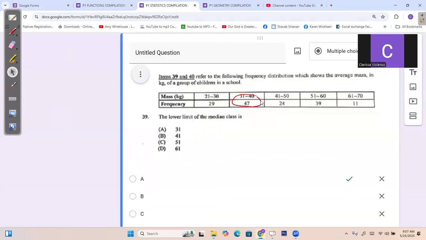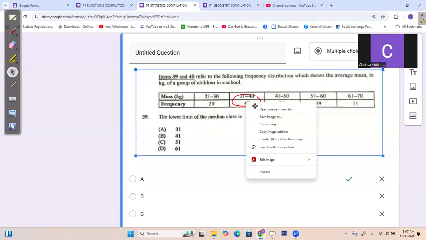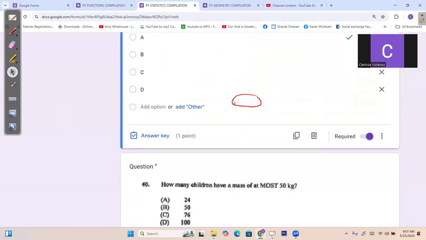People would have gone and thought it's this, but it's not this. You have to find the total sum of how many people are in the class. So you add up the frequency, that's 150, and half of 150 is 75. So you're looking for the 75th person. When you add these two, you get 76. So that means the 75th person drops in here. So that's why you get 31.